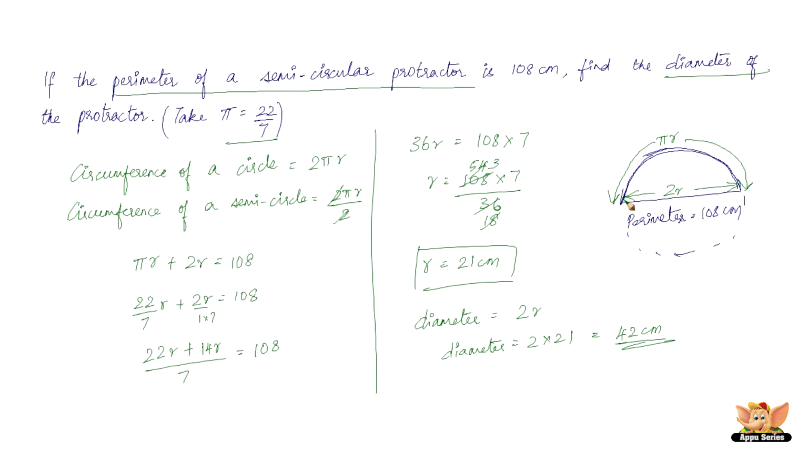All right. So you need to realize that this is just half the circumference, therefore divide the circumference by 2. Then another thing to remember is diameter is always 2 times the radius. So you need to show this as 2r.